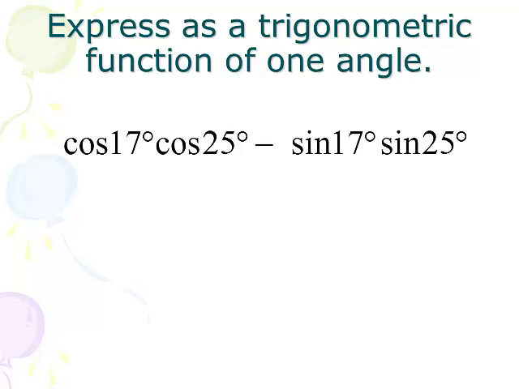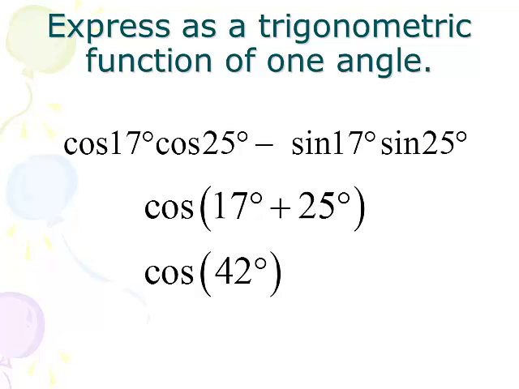So we've given you the right side of the equation, and we want you to come up with the left side. And if you look at the formula sheet, you'll notice that cosine, cosine minus sine, sine is the cosine of u plus v. And so we whittle this down to cosine of 17 degrees plus 25 degrees, which is the cosine of 42 degrees. And we did it. We expressed it as a trigonometric function of one angle.